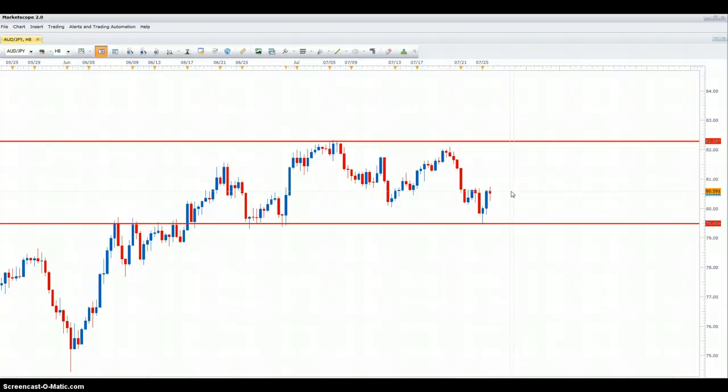Make sure you're watching out for that Euro news and the US dollar news tomorrow. And we'll check in with that pair in tomorrow's analysis just to see what's happening there.